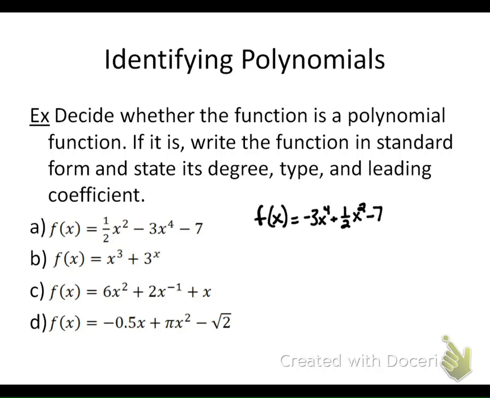We need 3 things after writing the function in standard form: degree, type, and leading coefficient. I'm going to use a sub n to represent the leading coefficient. Degree? 4, agree. What do you call it? Learn that word: it's quartic. And then the leading coefficient.